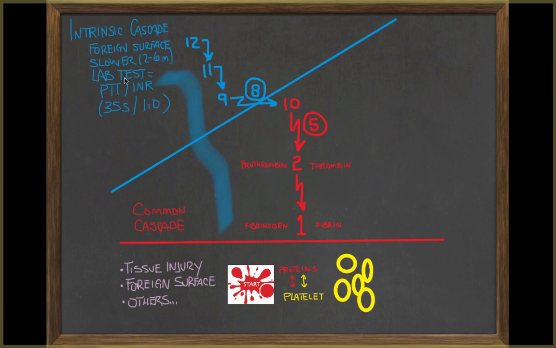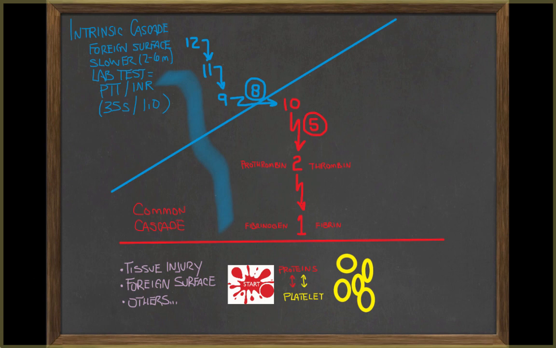The lab test that we can use to monitor the intrinsic cascade is the PTT, or the partial thromboplastin time, and that test runs about 35 seconds and evaluates all of the coagulation proteins from 12 down through the common cascade until you reach fibrin.